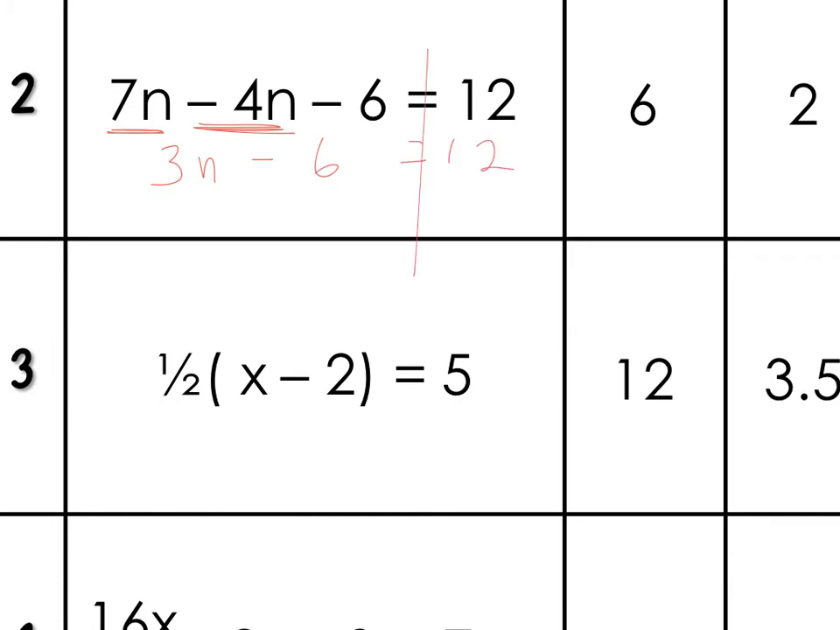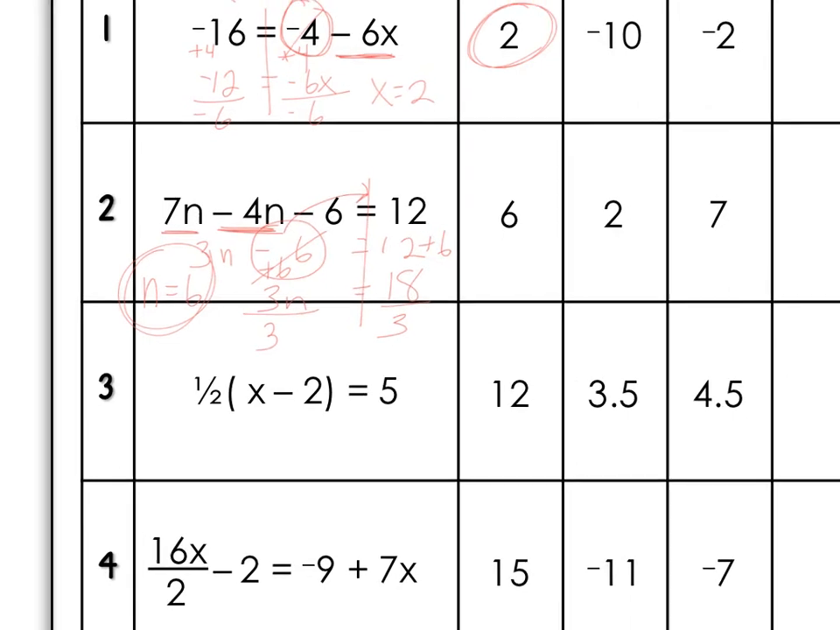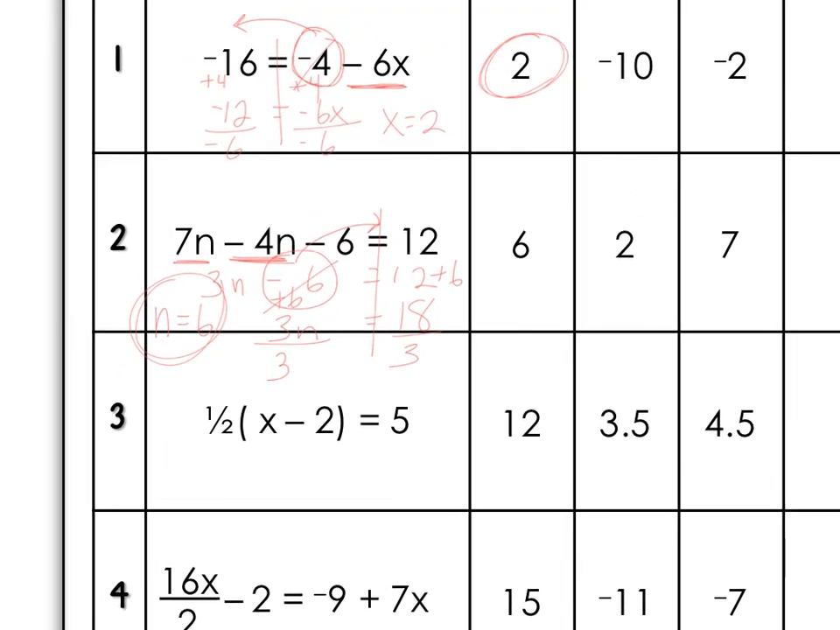All right, now let's go ahead and move our constants together. So negative 6, or minus 6, needs to move from the left to the right. We do that by the opposite, so adding 6. All right, 3n is equal to 18. Now we should be getting pretty good at these. Divide by 3, divide by 3. I get n is equal to 6. Hopefully we see that somewhere. Yep, sure do. There you go.